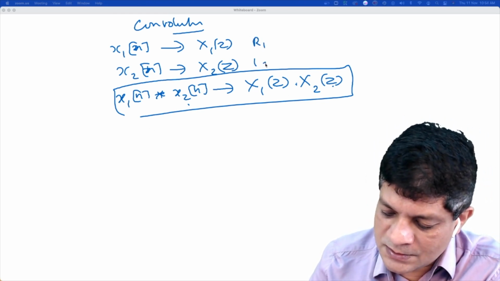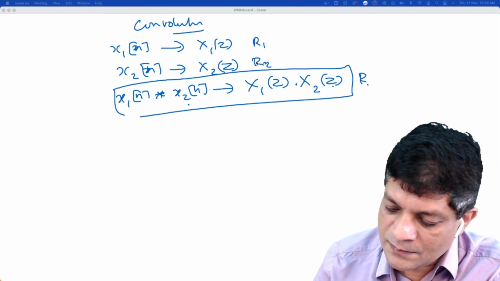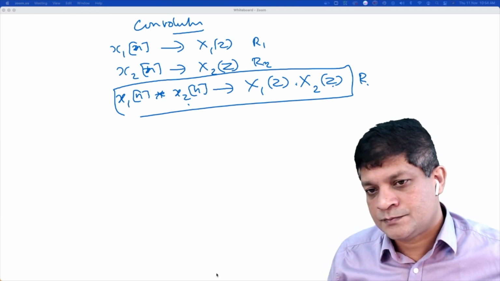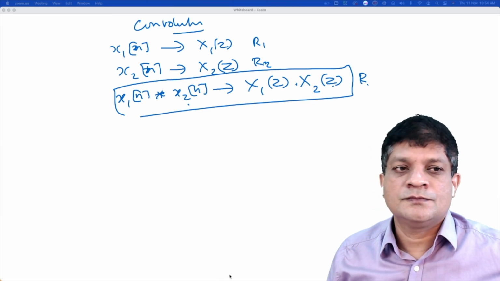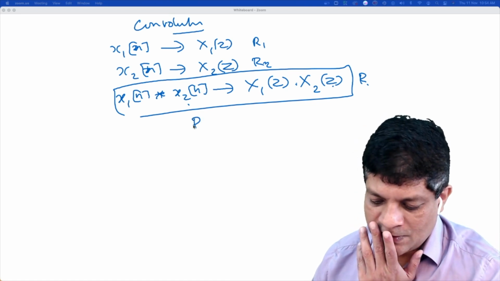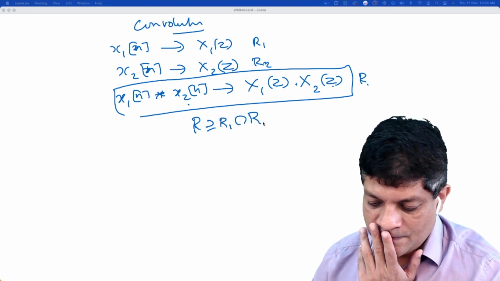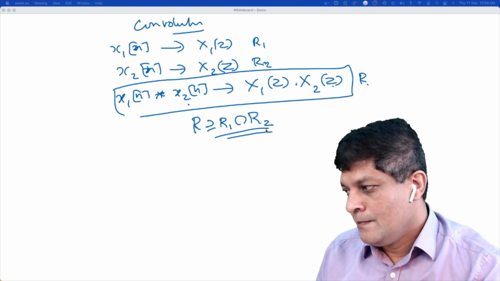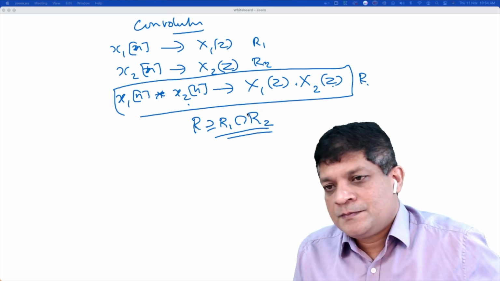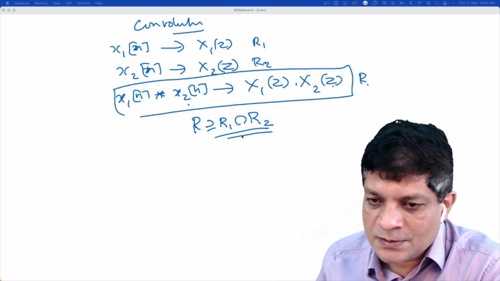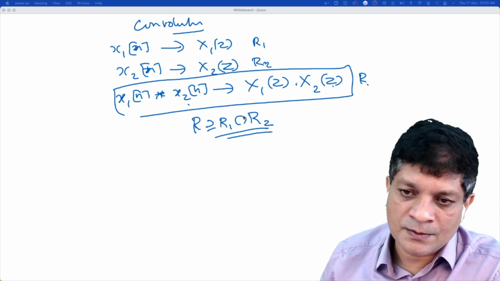If this is R1 and this is R2, tell me what is the ROC of this? What is the relation between these three? If this is R1 and R2, is it something like this? R is a... is it this? You can verify this. Yes, please see the previous video. I have explained it for the Laplace transform.